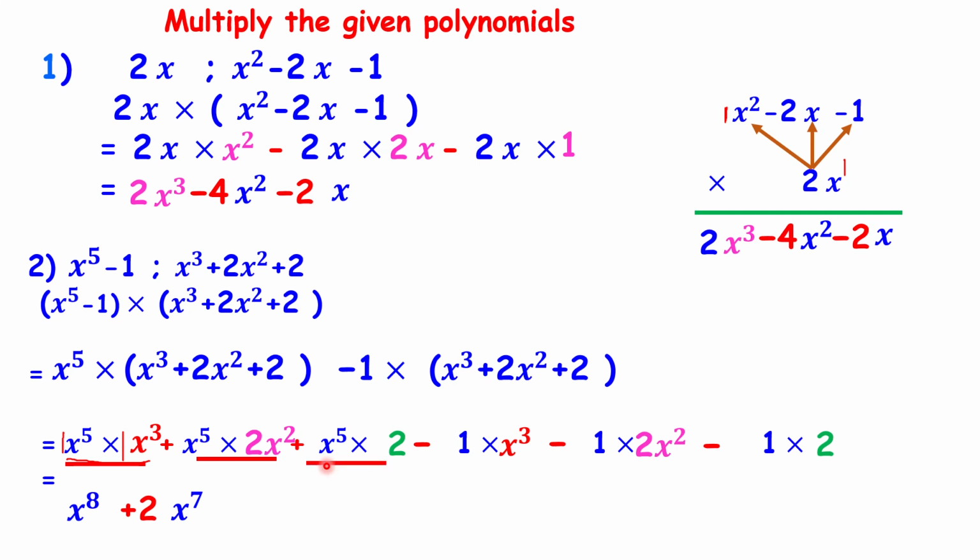Now to take multiplication of x raised to 5 into 2. 2 ones are 2, x raised to 5 as it is. Here also we multiply by 1 to each term. Therefore there is no change in the term. Therefore negative x cube, negative 2x square, and negative 2 as it is. This is the answer.